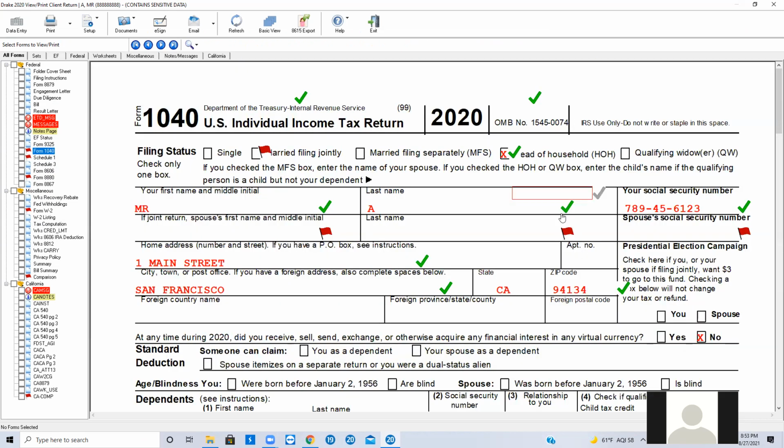So let's recap what we said today. First, when you file a tax return, on the very top, it's called filing status. It's either single, married filing jointly, married filing separately, head of household, or qualifying widow. So it's one or the other. You cannot do two things.